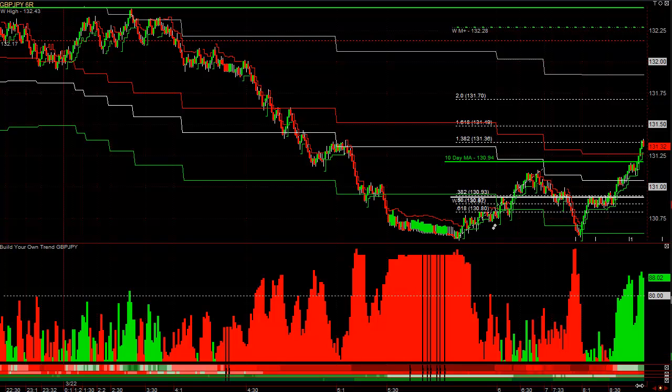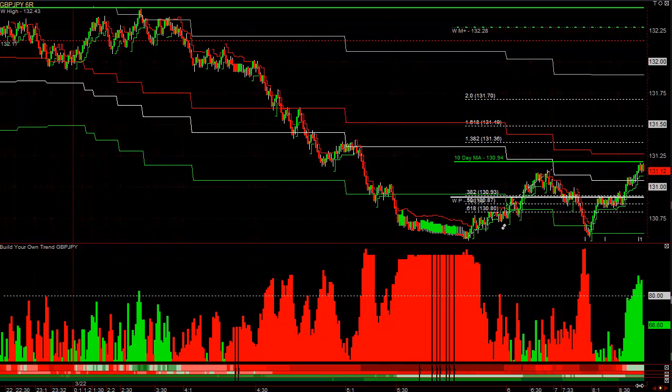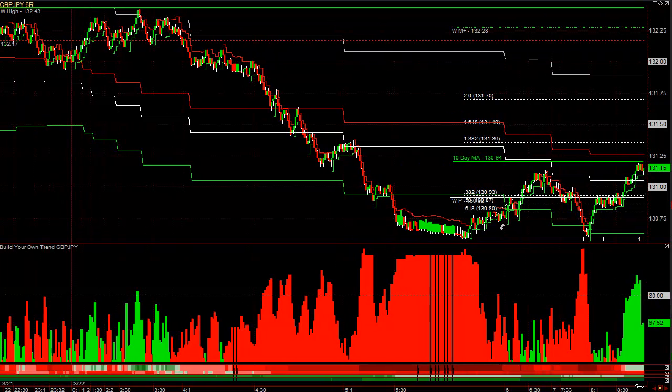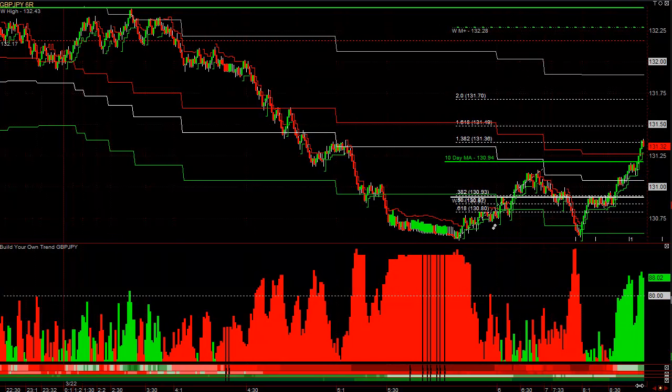Usually I get out of the first half of my trade at any kind of resistance. So when it hit this area right here and went sideways, I would have been out of half. And usually I always let my trailing stop get me out of the second half unless it goes above the 1.618. If that's the case, I'll usually put my stop underneath the previous bar's low.